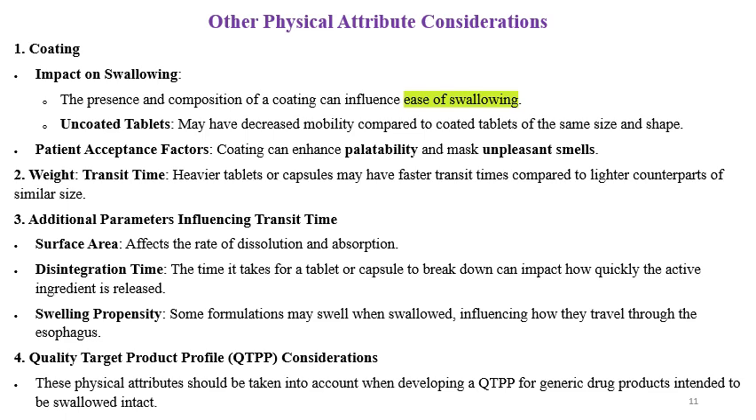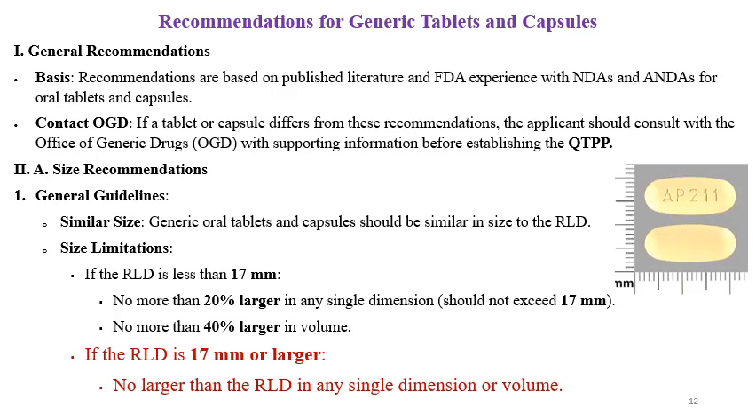Surface area affects the rate of dissolution and absorption. Disintegration time, the time it takes for a tablet or capsule to break down, can impact how quickly the active ingredient is released. Swelling propensity: some formulations may swell when swallowed, influencing how they travel through the esophagus. QTPP. So these physical attributes should be taken into account whenever we are developing QTPP for the generic formulation.